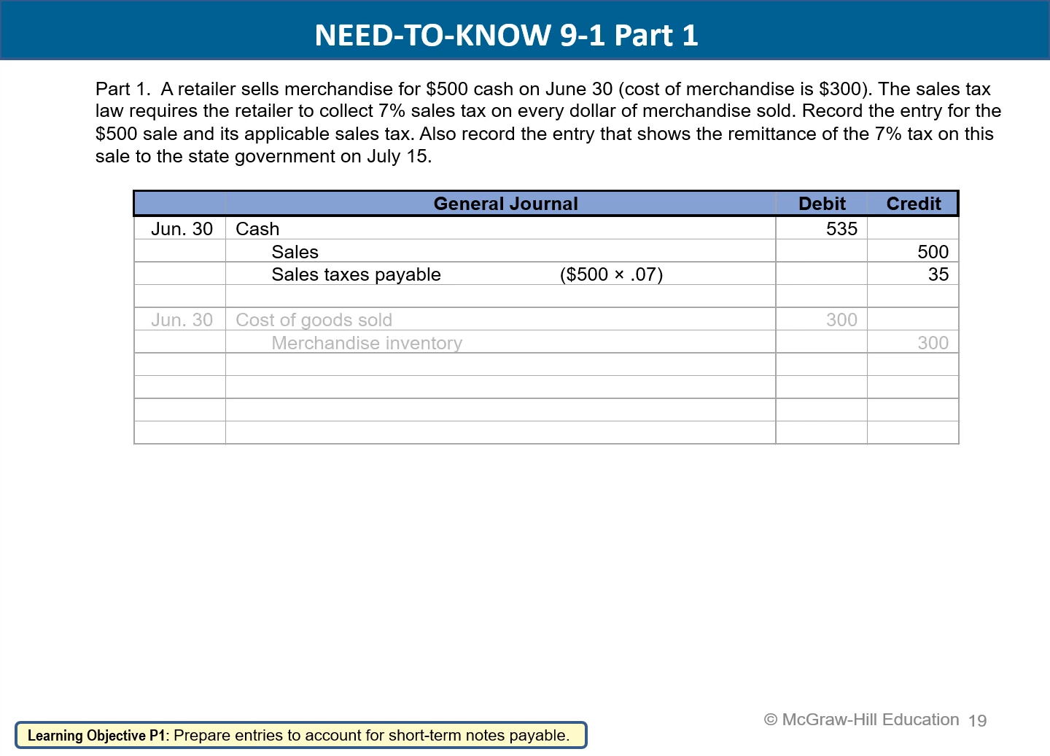Then you also have to record the cost, right? Every time you make a sale of inventory or merchandise, you have to also record the cost of that merchandise. So we're going to record cost of goods sold of $300, debit. We're going to reduce our merchandise inventory with a credit of $300. Then on July 15th, when we pay it to the government, we're going to reduce our sales tax payable, $35 debit. We're going to reduce our cash, $35 credit. Okay?